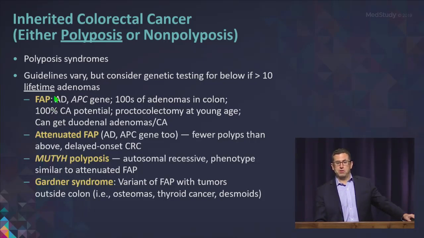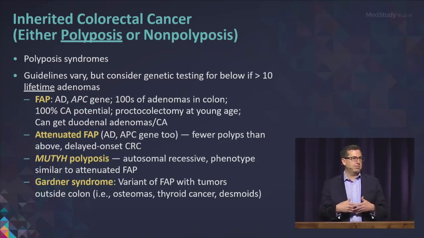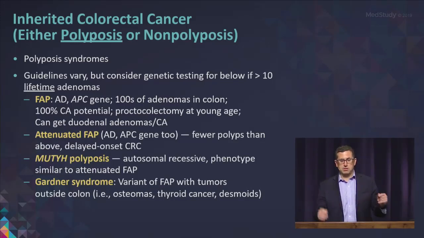So there's familial adenomatous polyposis, which is autosomal dominant on the APC gene. And you've seen this before. People present in their teens and 20s with hundreds, thousands of polyps. And as we mentioned, they could get duodenal adenomas and ampullary carcinoma. There's something called attenuated FAP, which is on the same gene, but in a different location, and it's associated with fewer polyps, but still a high risk of colorectal cancer.